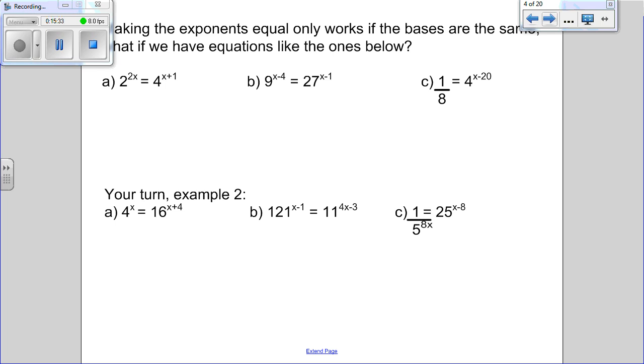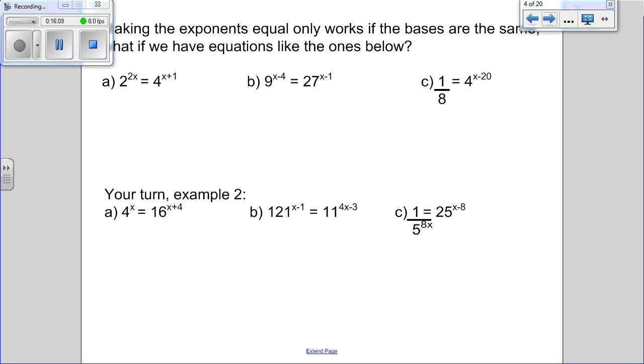Every question that we do where you need to get a like base is going to have one of these numbers. These numbers are your perfect square numbers. 4, 9, 16, 25, 36, 49, 64, 81, 100. You can keep going, right? 11 squared is 121, 12 squared is 144. You should know the first like dozen.